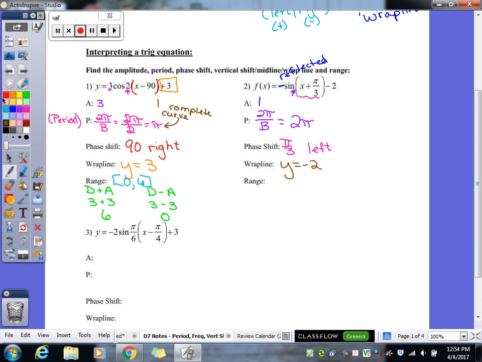And then our range, again, you got to do d plus a. So -2 plus -1. When you're figuring out the range, you keep that negative with your a sign. It's just when you're figuring out your amplitude, that's only when it's positive. And then d minus your a, so -2 minus -1. So what would our range be? Yeah, so -3 would go first. Lowest to highest, -3 to -1.